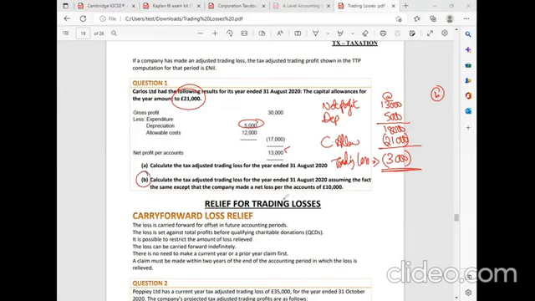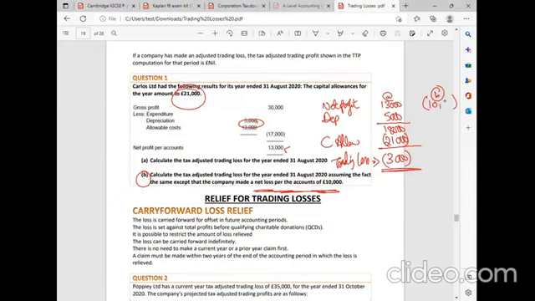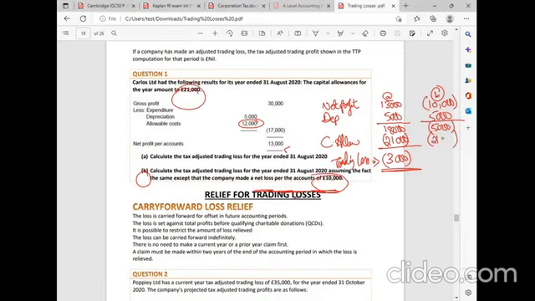Now if you see the B part, the difference is they are saying to assume that they don't have 13,000 profit; they incurred a loss of 10,000 at the beginning. Assume the company has a loss of 10,000. What is going to happen? We have depreciation, which is not allowed, so we add it back. The answer will come minus 5,000, and capital allowance is 21, meaning my loss is going to increase.